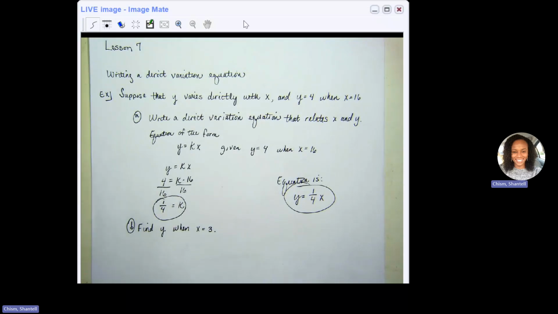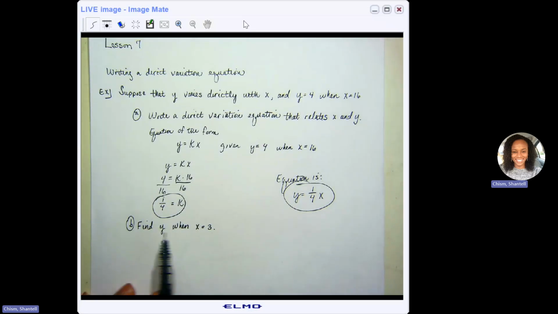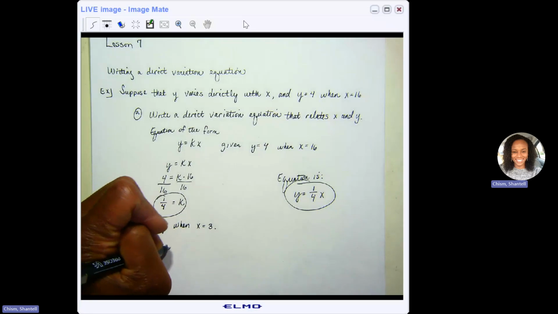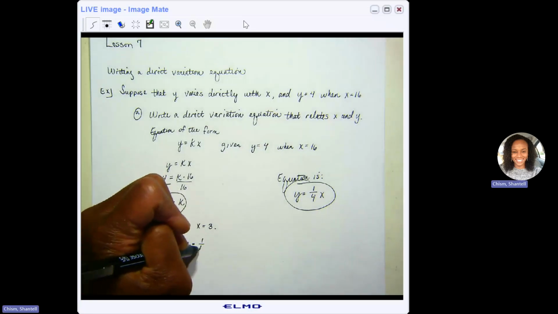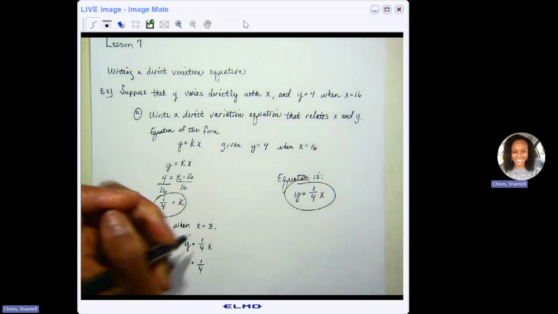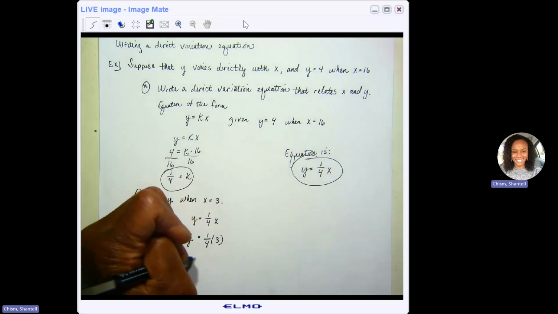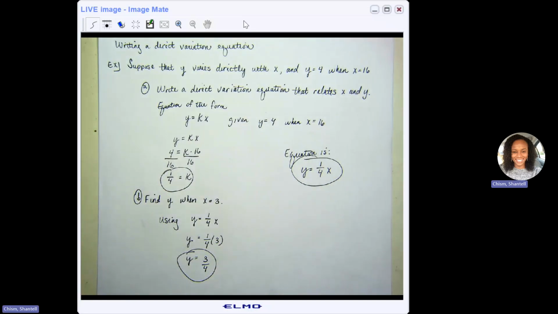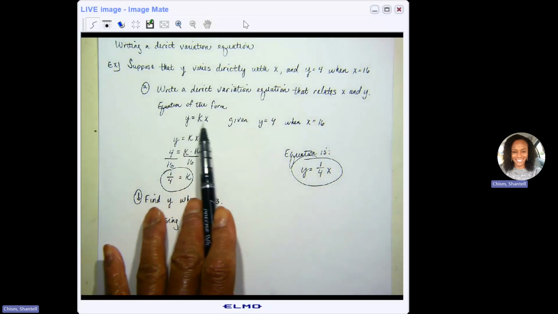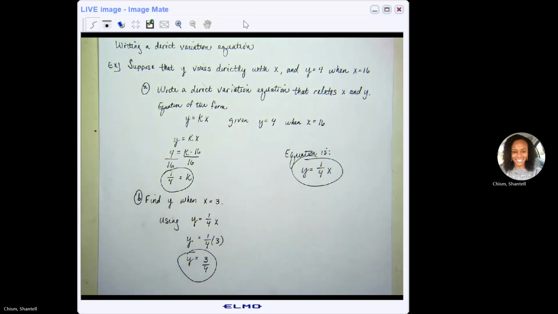Now, what we're going to do is then use that equation to find what y would be when we let x be 3. So using y equals 1/4 x, we're going to replace x with 3 to get the value of y. When x is 3, y is 1/4 times 3, which is 3/4. Okay? That is direct variation. Pretty straightforward. Again, one thing you just want to make sure you're aware of, that this is the form for direct variation, because we're going to look at an inverse variation.